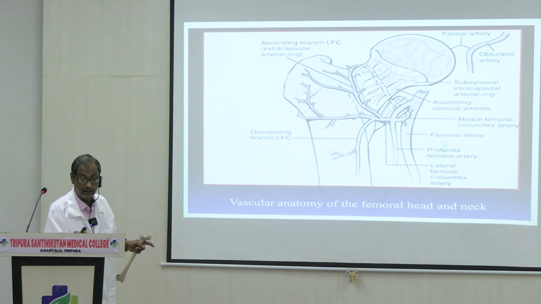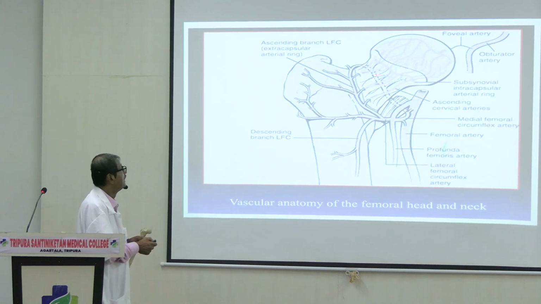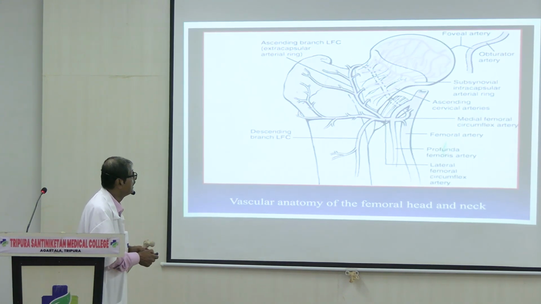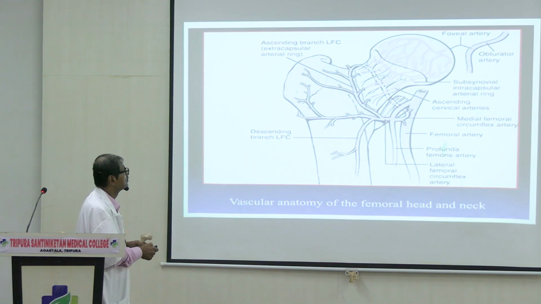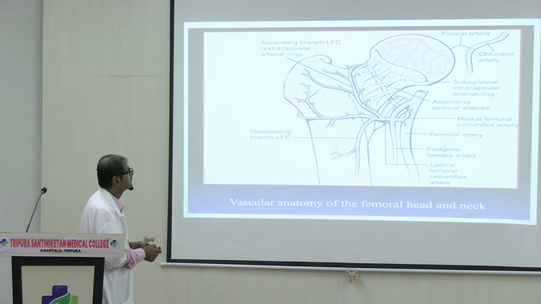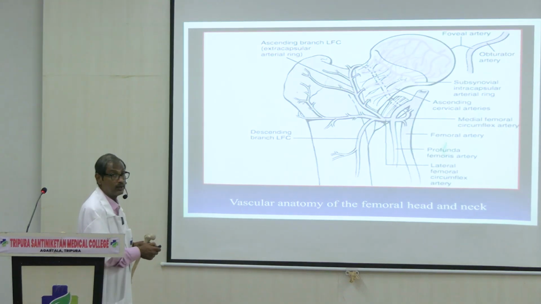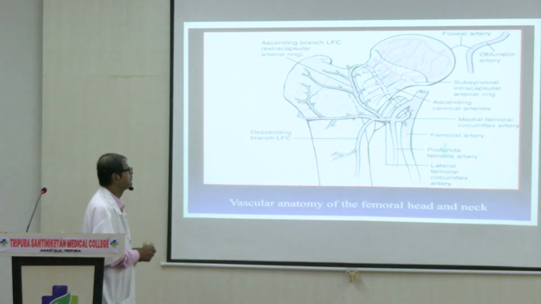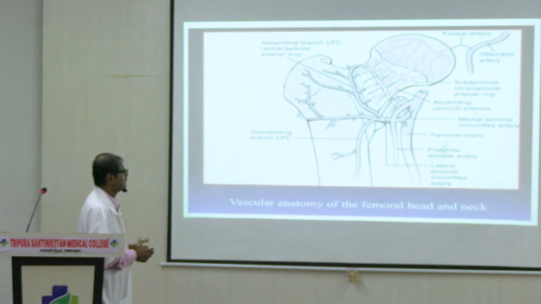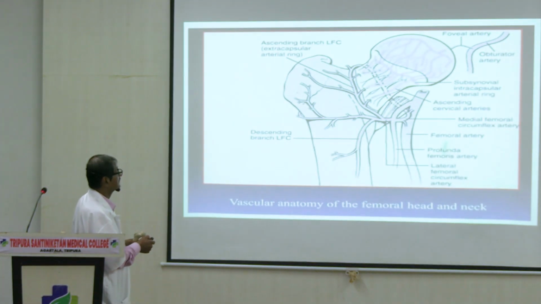So when there is a fracture here, all the vessels will be torn. There will be no circulation, so this will not unite. There will be a problem, so this should be operated. I will go on with it next time.